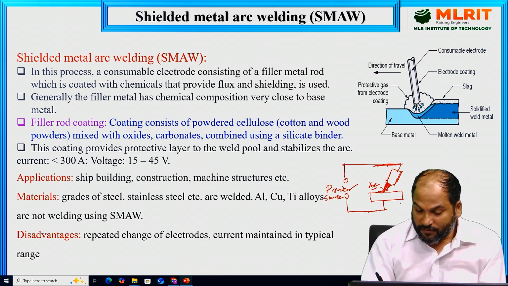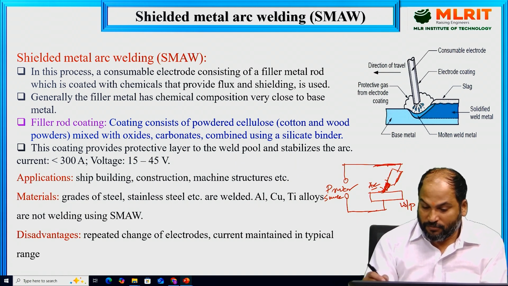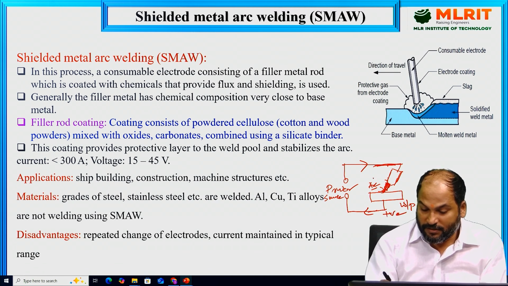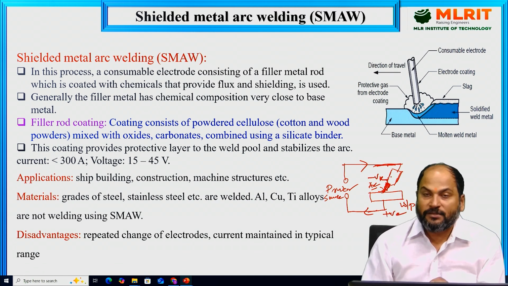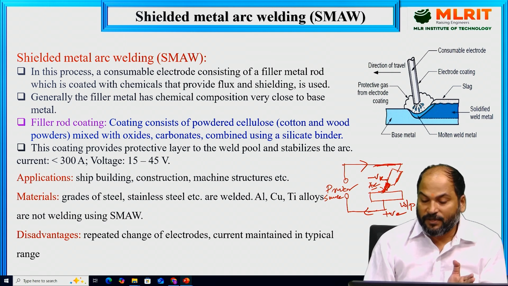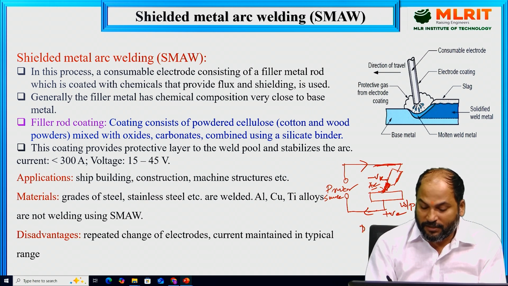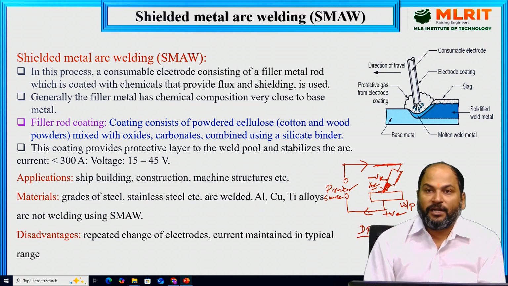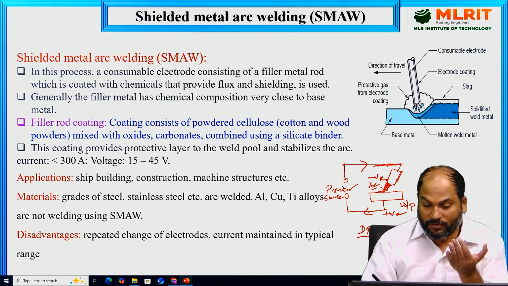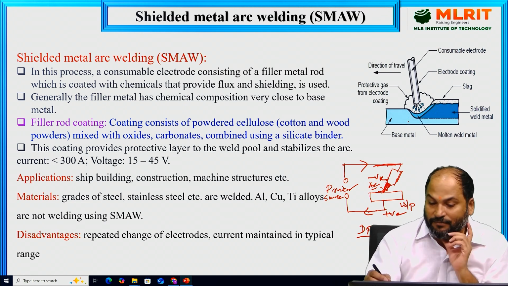Suppose this is the workpiece, and this is your power source, and suppose current is flowing like this. This is the positive terminal and this is the negative terminal. That means the electrode is at the negative terminal and the workpiece at the positive terminal. There is a technical name for this: direct polarity, DP. Generally the heat input at the workpiece will be more. So this is the simple diagram shown here.